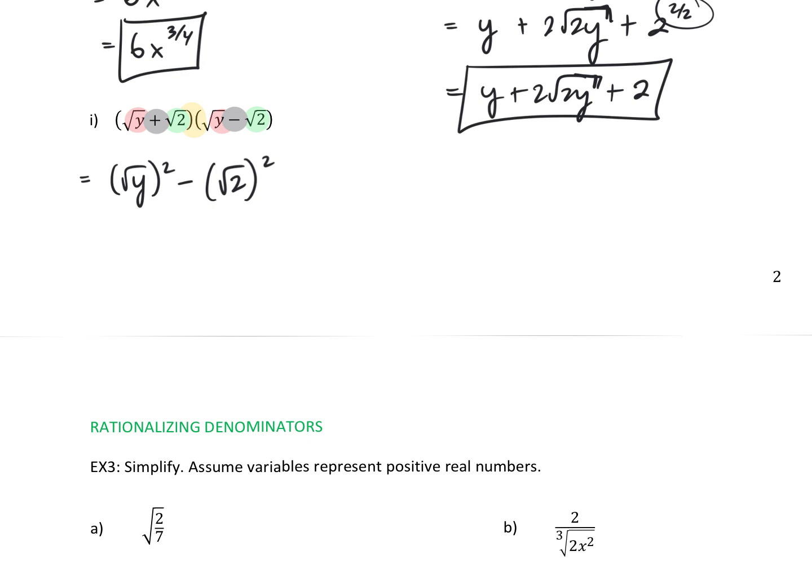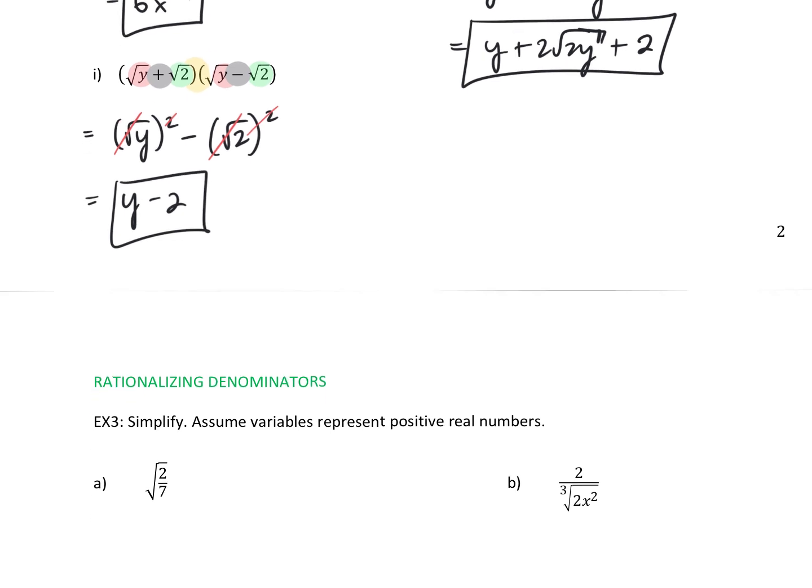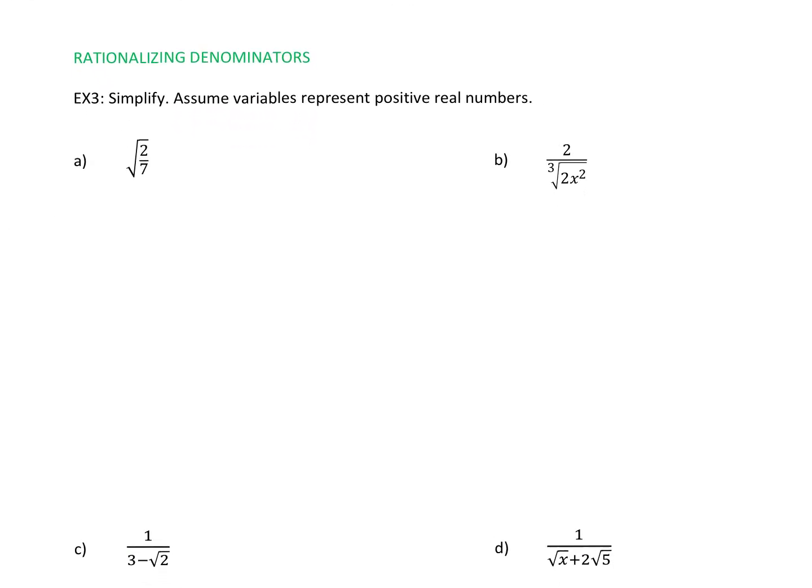Okay, that's nice though, because that really shortcuts things. Go ahead, cancel out those squares, and we're left with y minus 2. Voila, done. Yay, okay. Ooh, we're getting close to the end of R.6.